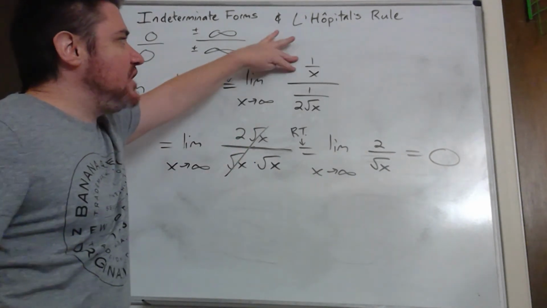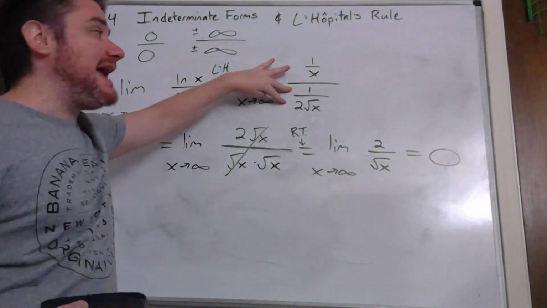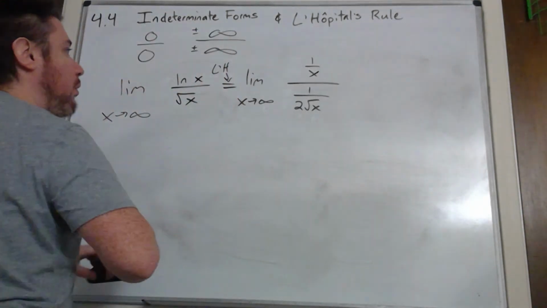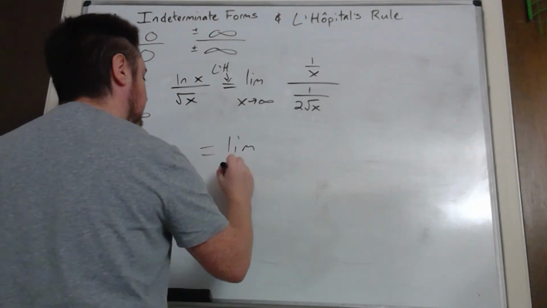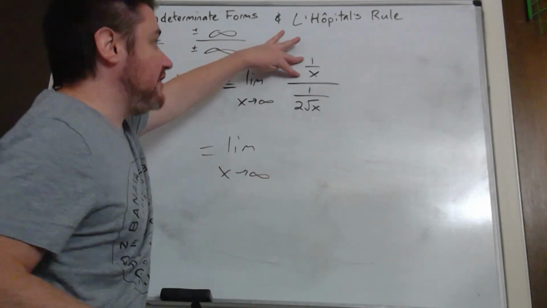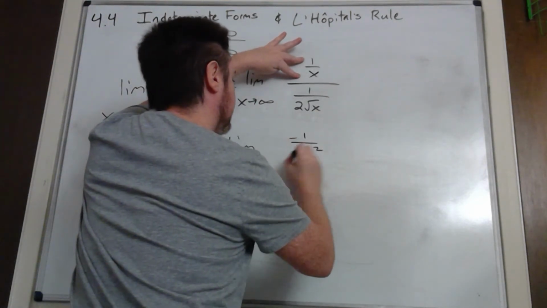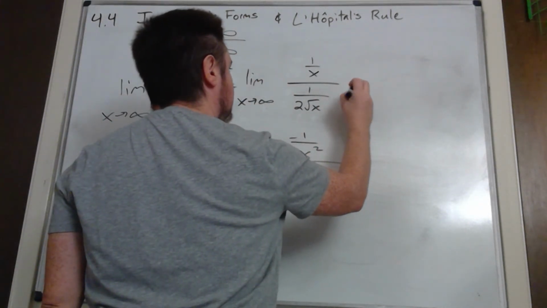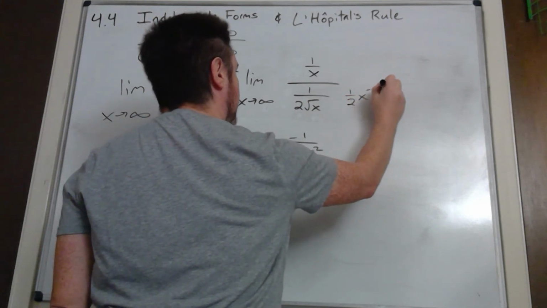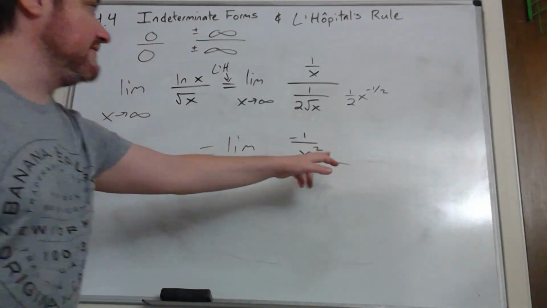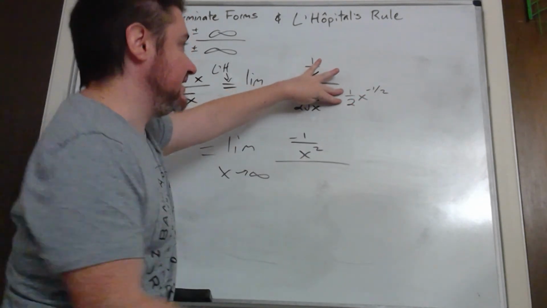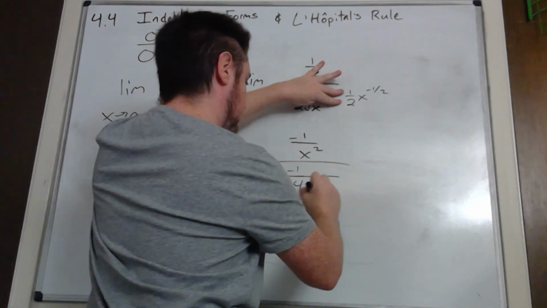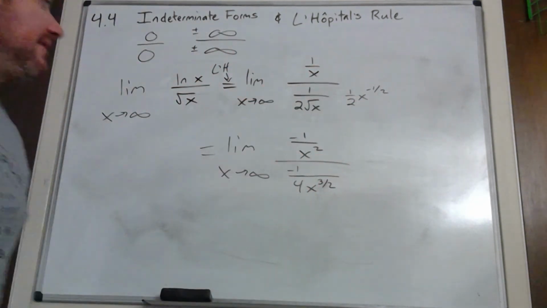What would happen if you kept going with these things and tried L'Hopital's again? I think you're going to dig yourself into a deeper and deeper hole. Because what would you get if I tried to do it again? The derivative of 1 over x is going to give me negative 1 over x squared. This other thing is 1/2 times x to the negative 1/2, so if I take the derivative of that, negative 1/2 times this 1/2 is going to give me negative 1/4 times x to the negative 3/2, which I can put back down there in the bottom like that.